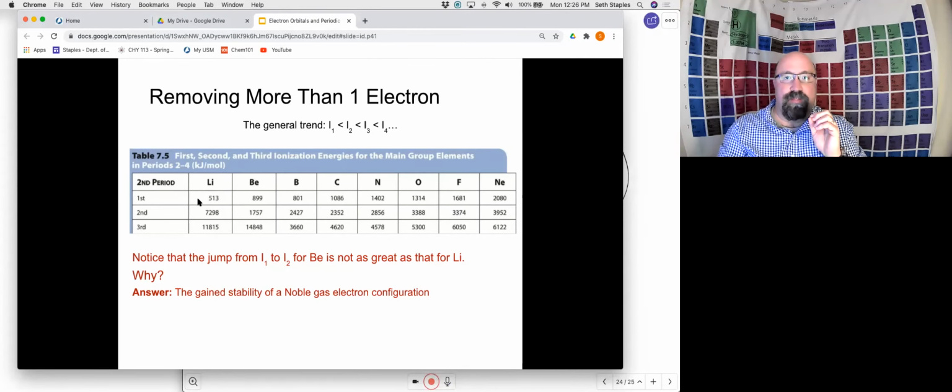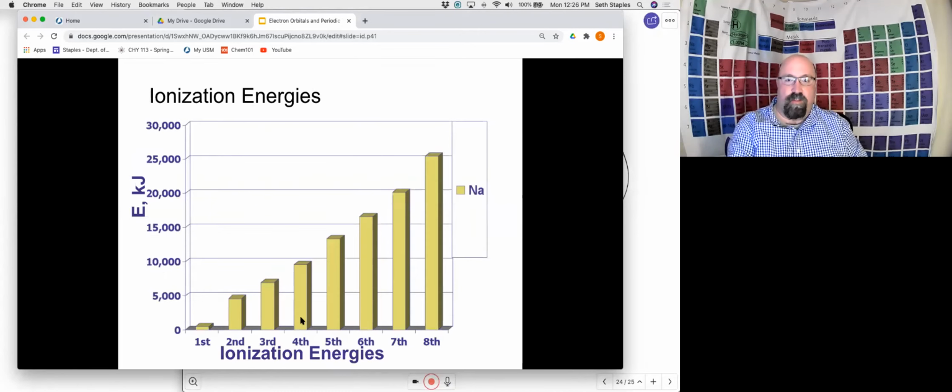We see the same thing here with lithium. It doesn't take much energy at all to remove one electron, but it takes a lot more to remove 2, because lithium is then at the configuration of helium. Here we have a sodium atom, not much for first ionization energy. It doesn't take much energy at all, because when we remove 1 electron from sodium, it now has the configuration of a neon atom, a noble gas configuration. So it's going to start taking a lot more energy to remove electrons.